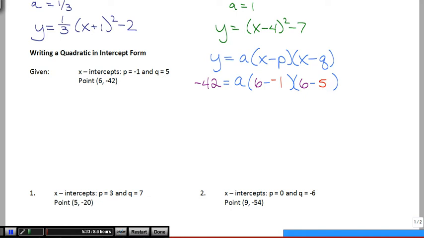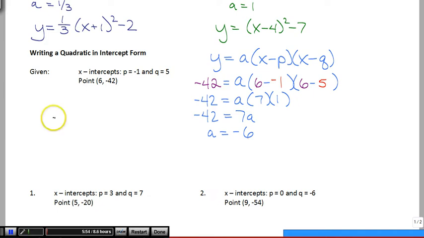And then, again, all you have to do is simplify. So this is -42 is equal to a times 6 minus -1, which is 7, times 6 minus 5, which is 1. So we have -42 is equal to 7a. So a is equal to -6. Just don't forget to write the equation.